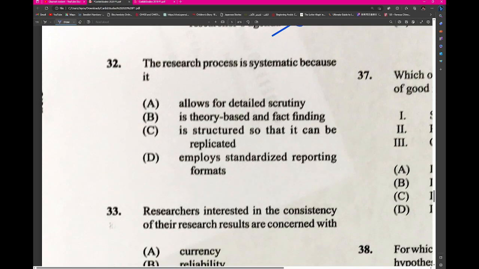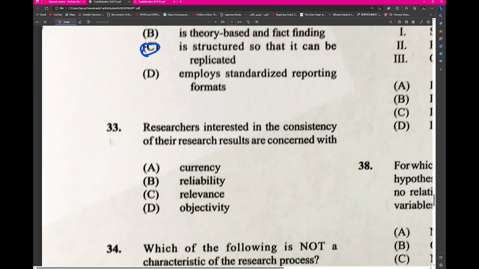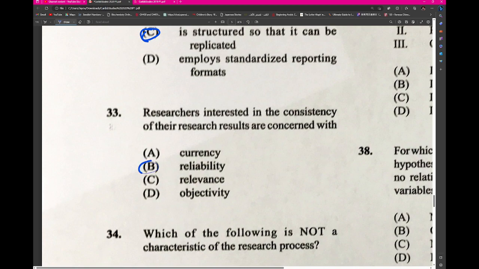32, the research process is systematic because it's structured and can be replicated. 33, researchers interested in the consistency of their research results are concerned with reliability.